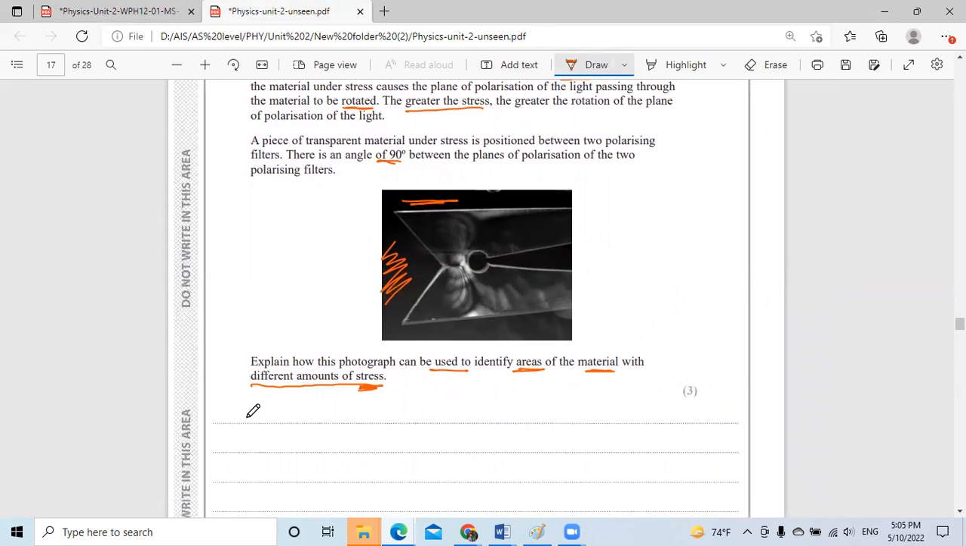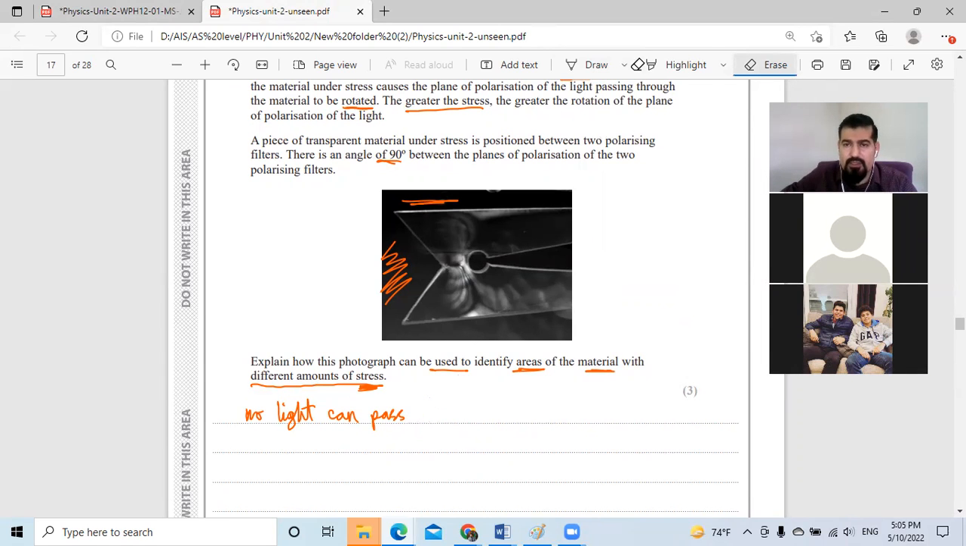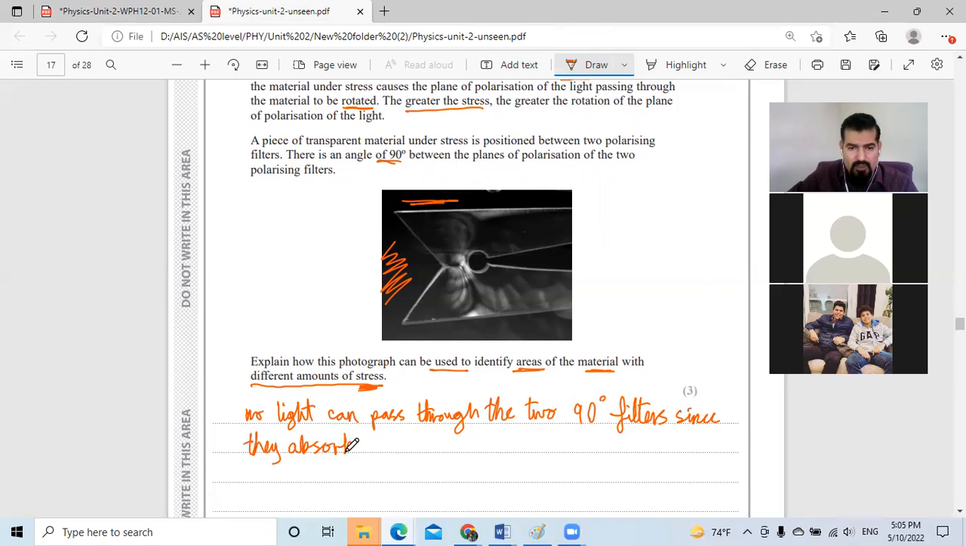So if I want to write the answer here: no light can pass through the two 90 degrees filters, since they absorb all of the light energy.